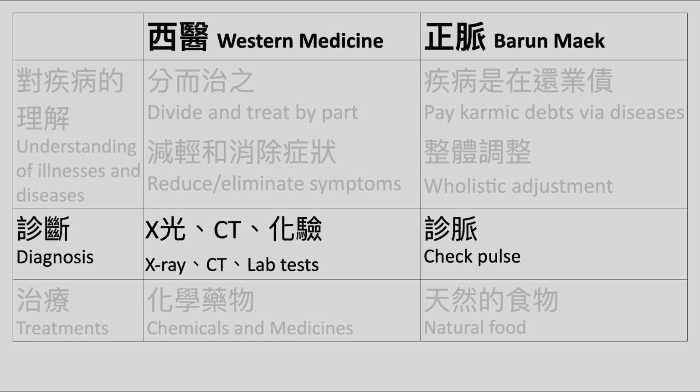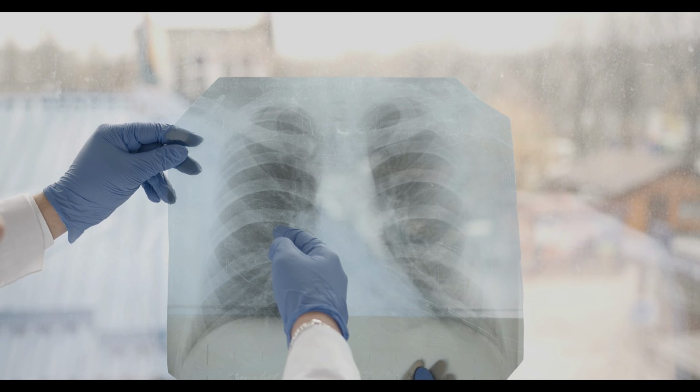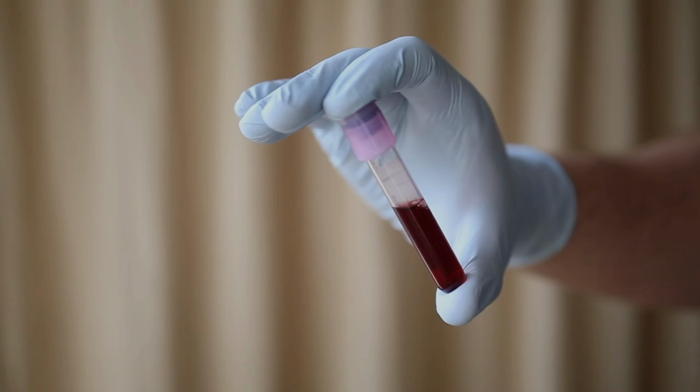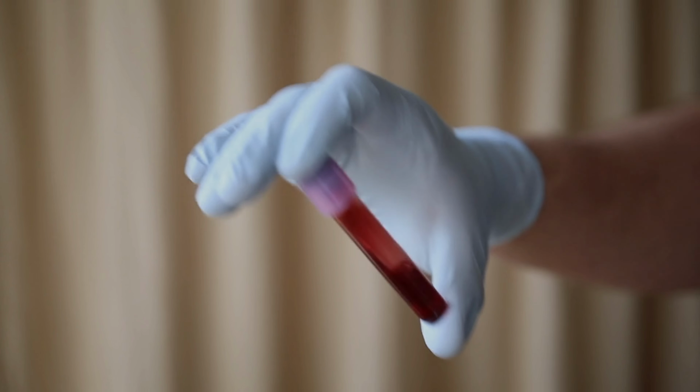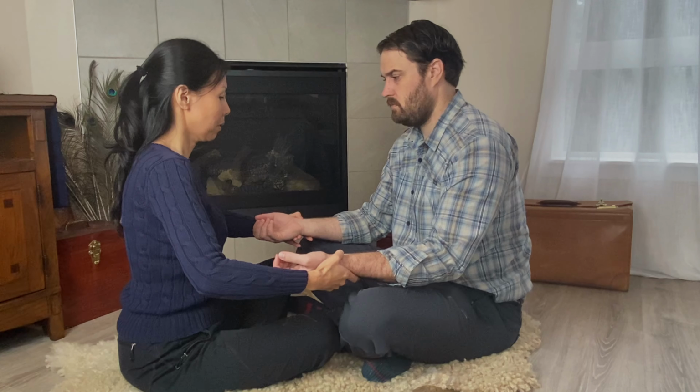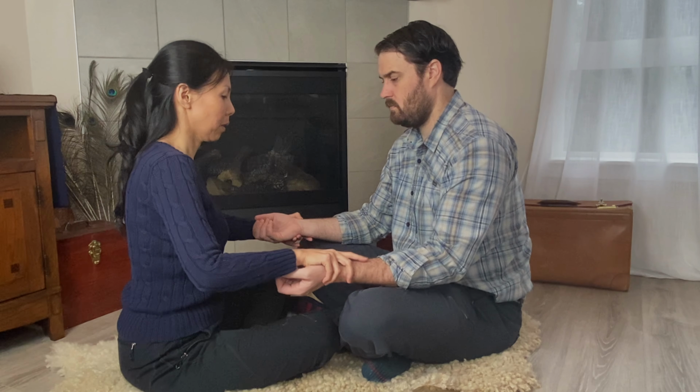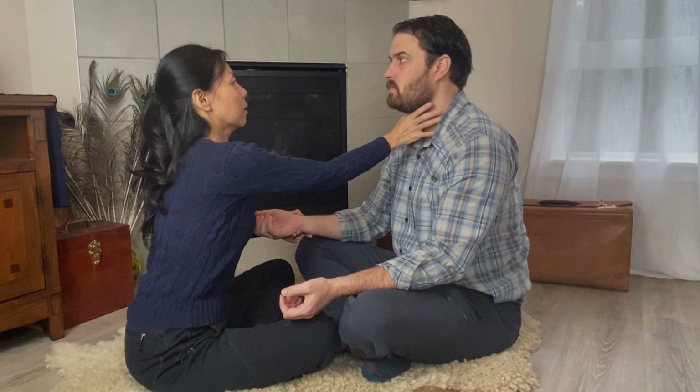For diagnosis, Western medicine doctors depend on modern equipment such as X-rays and CT scans to see inside the human body, and rely on chemistry lab work such as blood tests and urine tests to identify abnormalities. In Barun Maek, we mainly depend on checking the pulse for diagnosis.